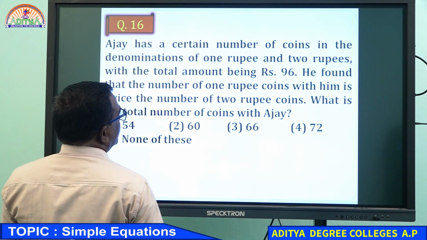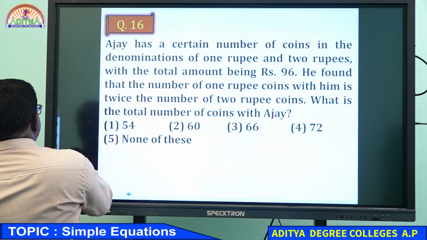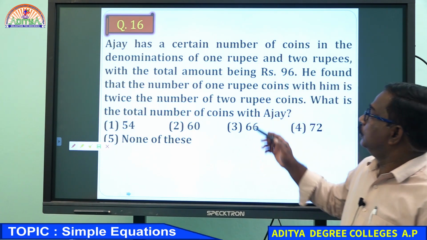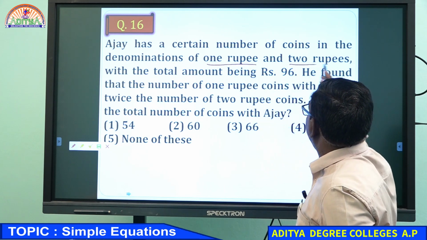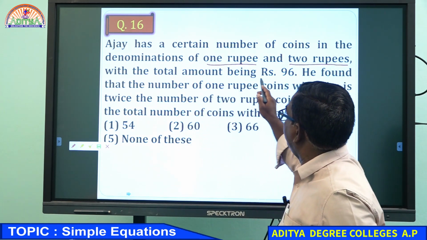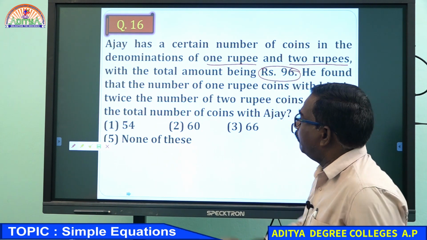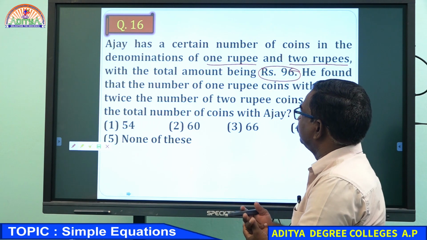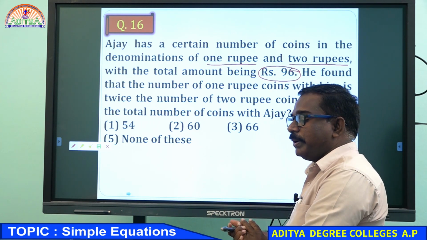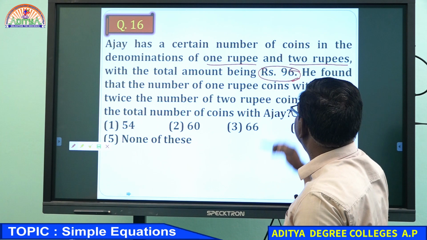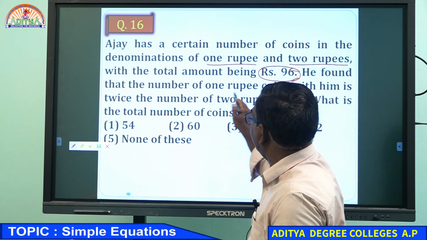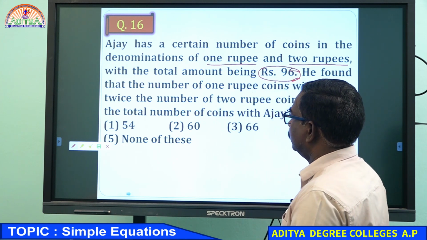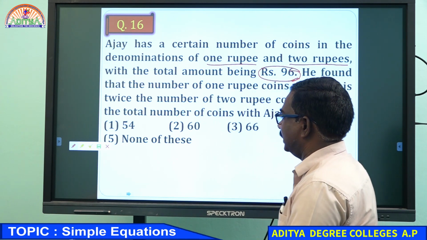Ajay has a certain number of coins of denominations 1 rupee and 2 rupee, with the total amount being 96 rupees. A bag is there, in that bag 1 rupee coins and 2 rupee coins are there. If you count them, the total amount is 96 rupees. He found that the number of 1 rupee coins with him is twice the number of 2 rupee coins. So what is the total number of coins with Ajay?